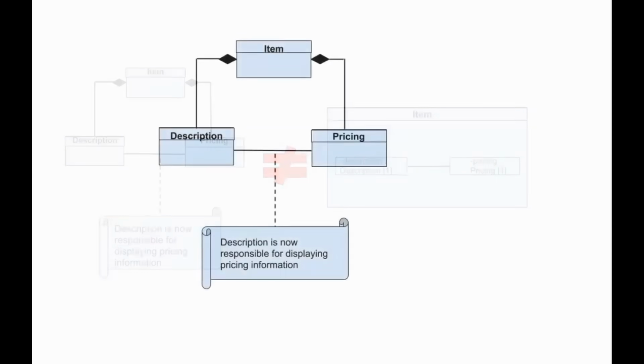The class diagram shows that description will have a reference to the pricing object, but this does not specify whether the link between the two objects is contained inside the item explicitly.